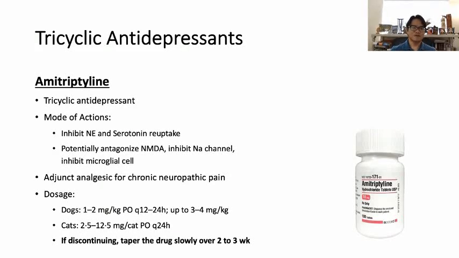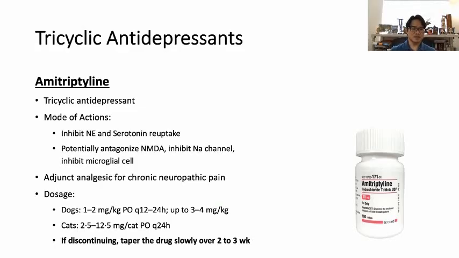The next class of analgesic is the tricyclic antidepressants, specifically amitriptyline. The mode of action of TCAs is that they inhibit norepinephrine and serotonin reuptake. Some studies have found that amitriptyline potentially antagonizes NMDA, inhibits sodium channels, and inhibits microglia cell activation. Those are the important actions when it comes to controlling chronic pain, especially neuropathic pain. It is used as an adjunct analgesic on top of other medications.